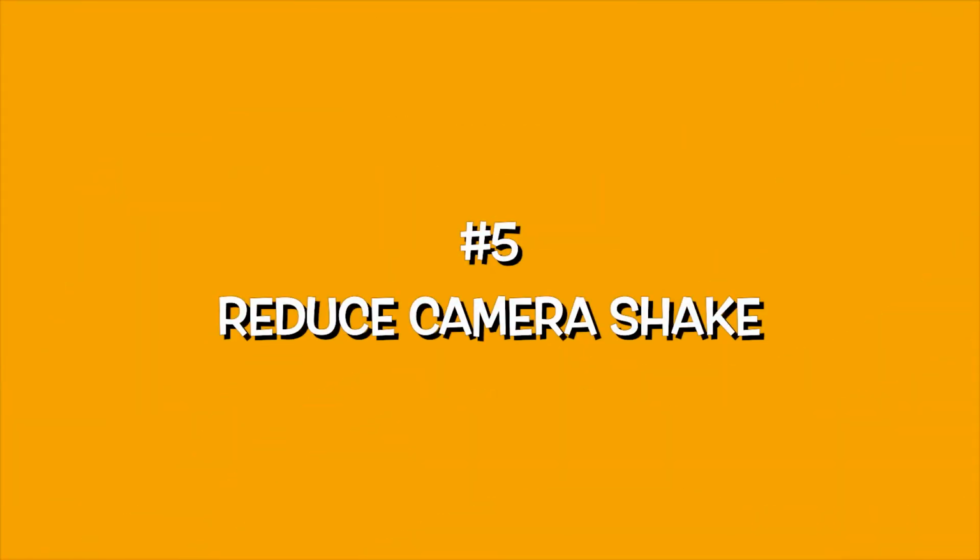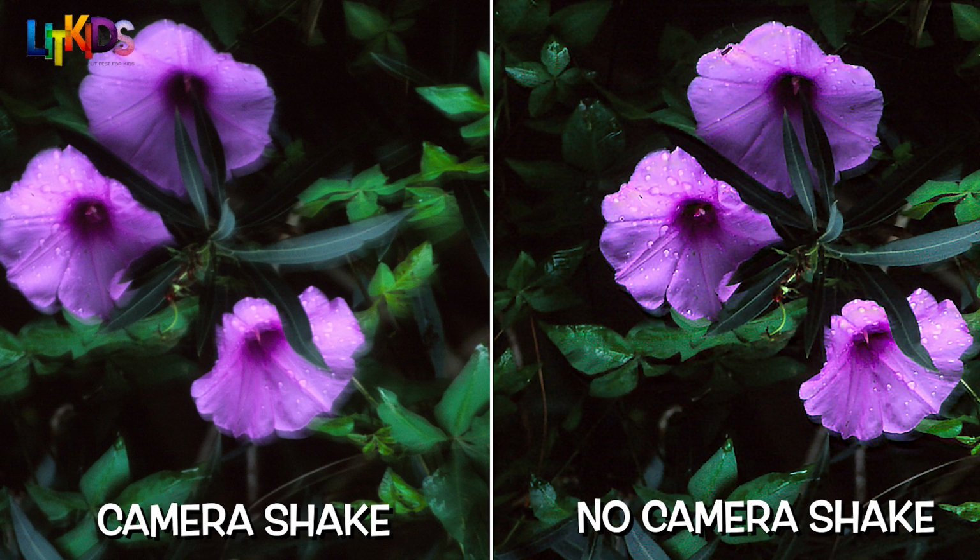My fifth tip is to reduce camera shake. What is camera shake? Well, camera shake is the camera shaking, causing the image to be more blurry. Now, how do you reduce camera shake? Well, if you're an experienced photographer, you may already have a steady hand. But if you need a little more help, I suggest using a tripod or anything that can support your hands and reduce camera shake.